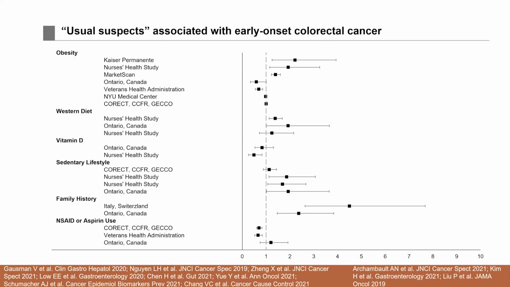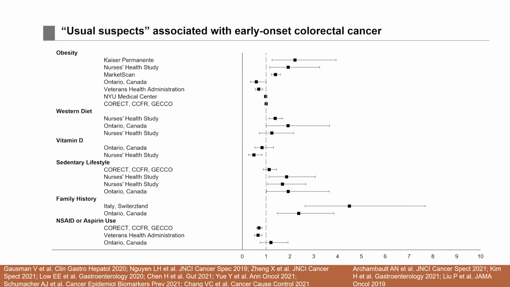In this figure, I created a forest plot to illustrate associations of early onset colorectal cancer with obesity, Western diet, vitamin D, sedentary lifestyle, family history, and NSAID or aspirin use. These usual suspects increase the risk of early onset colorectal cancer.